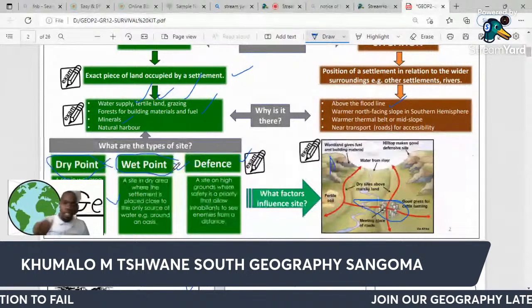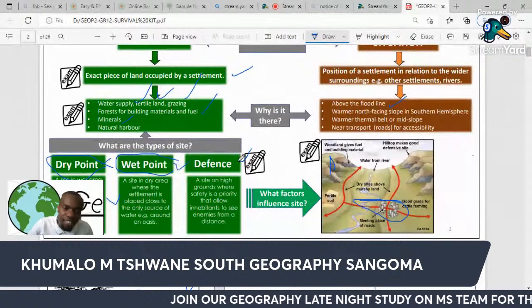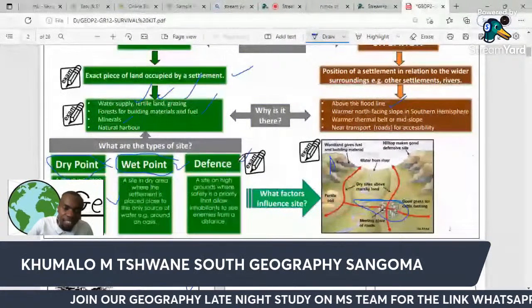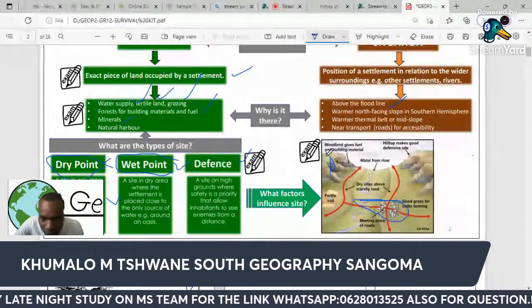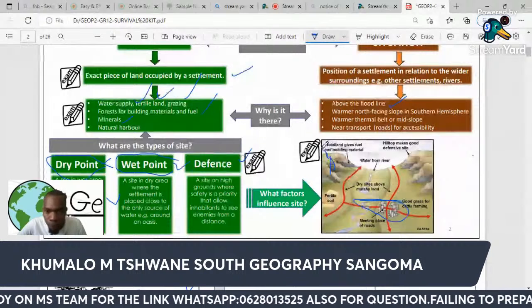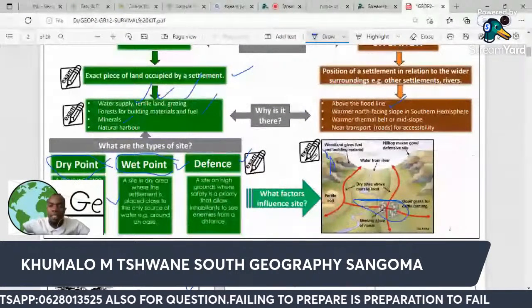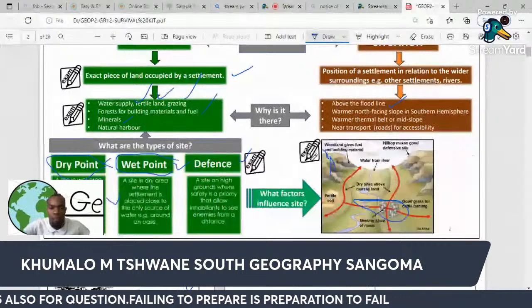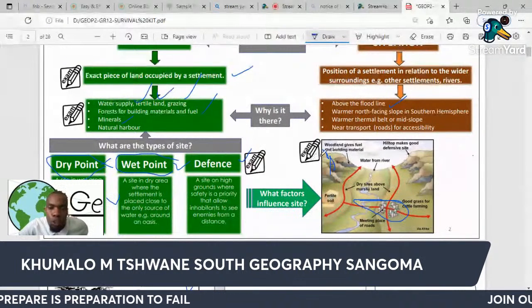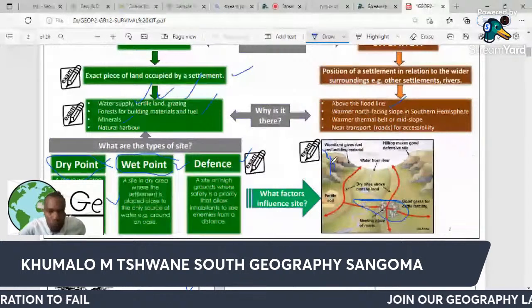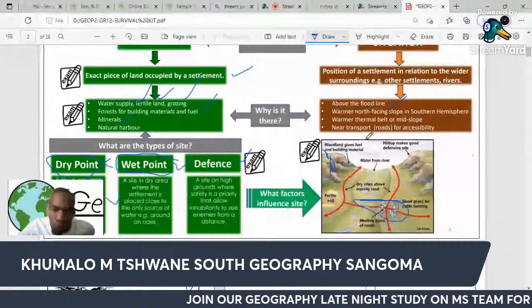Now, let's continue. Then we have a defense site. This is in our olden days. If I decide to build my house in a high lying area, it can be a hill or whatsoever. In a high lying area, I am able to see whatever goes on down there, so that I can see when enemies attack. Then I will be ready.